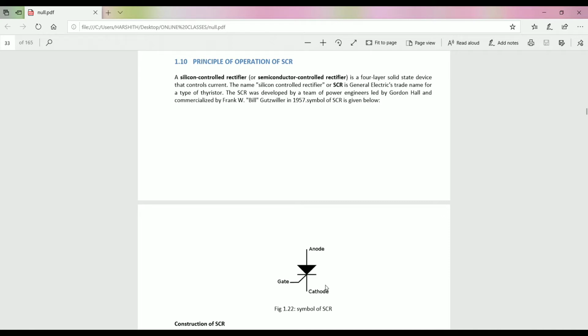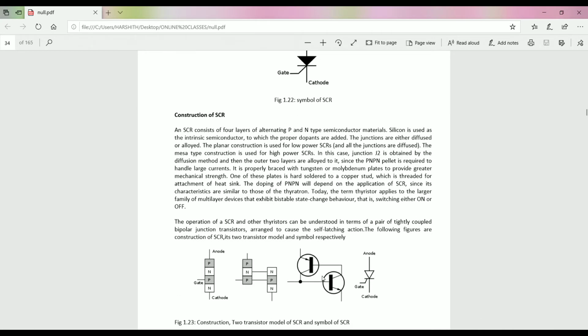Construction. This is the construction of the SCR. SCR is a 4-layer PNPN device, where P and N layers are alternatively arranged: P, next N, next P and next N. The outer layers are heavily doped. These two layers, the outer P and N, are both heavily doped.